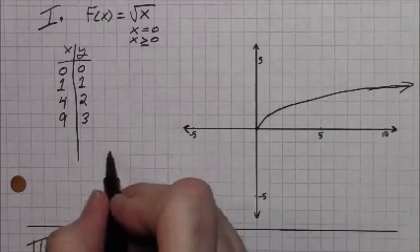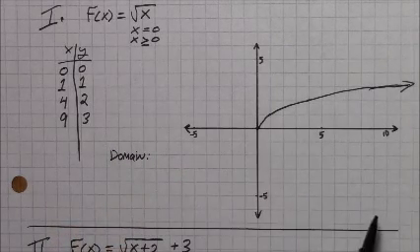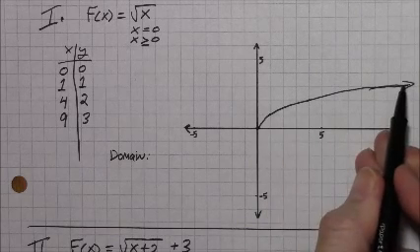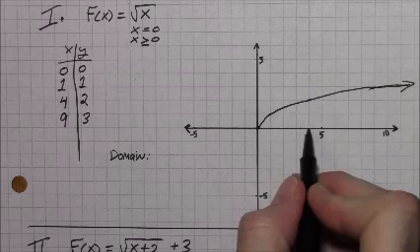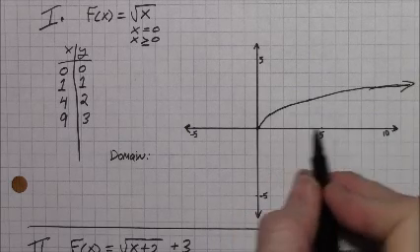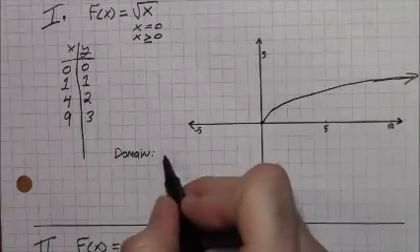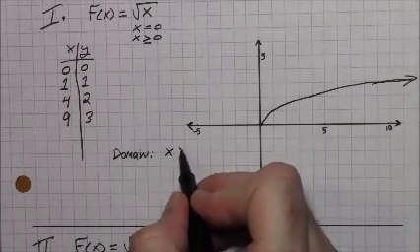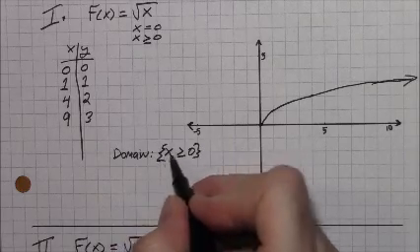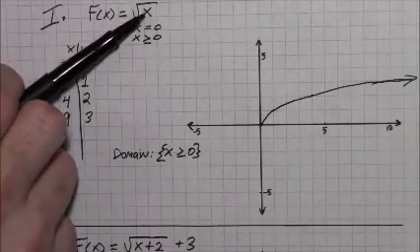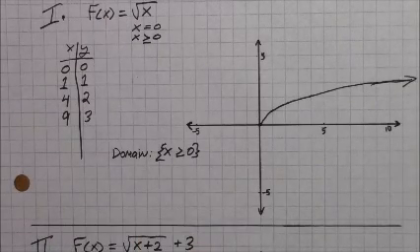Now, we also have to determine the domain. The domain are the x's that are used in this graph. Visually we can see that starting at 0 and going to all the numbers greater than 0, those numbers are used in this graph. The negative x's are not. Therefore, the domain is that x is greater than or equal to 0. Notice that that's the same as what we get up here. When you take what's inside here and you make it greater than or equal to 0, you have your domain.